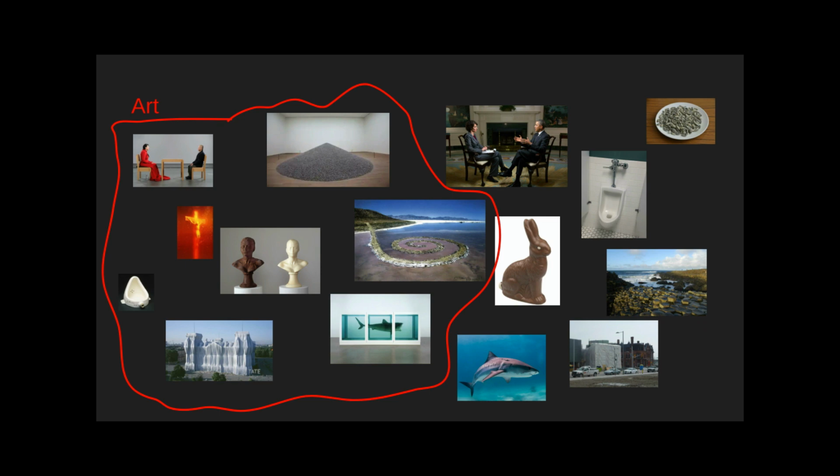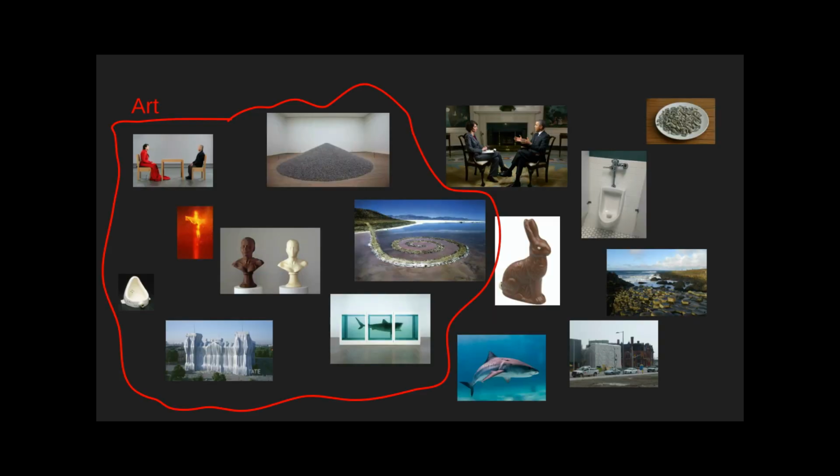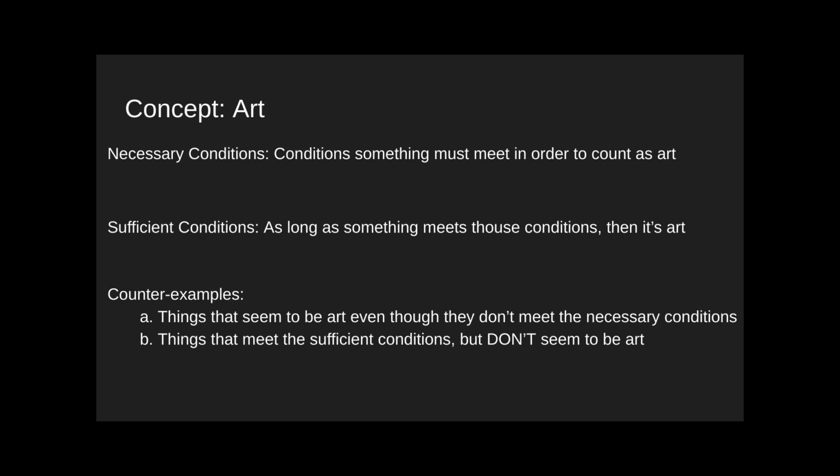And so what we saw the last couple of weeks before the break was that the way that we usually construct definitions is by giving what are called necessary and sufficient conditions on something being art. So if you want to draw a circle around all the things that are art and leave outside of the circle all the stuff that is not art, well, you want necessary conditions that are going to tell you what conditions you have to meet in order to be inside that circle of art. And then sufficient conditions are conditions that are such that, well, as long as you meet those conditions, then that's enough for you to be inside that circle of art.